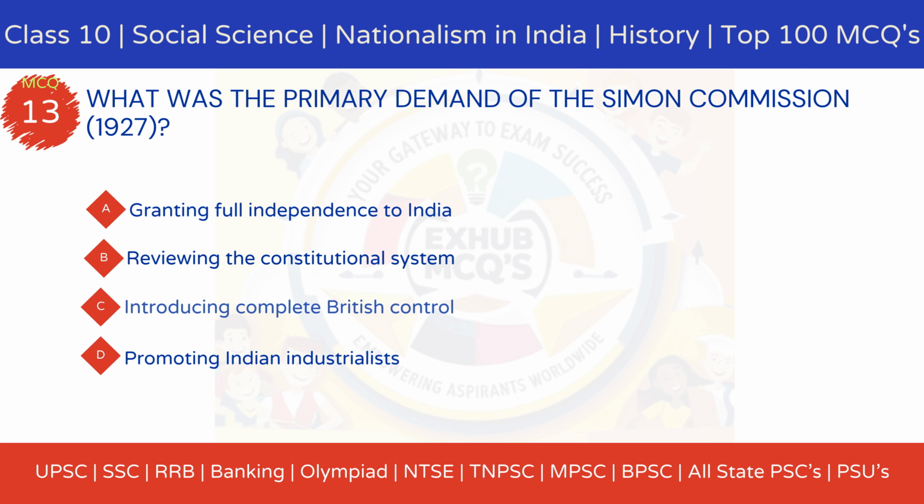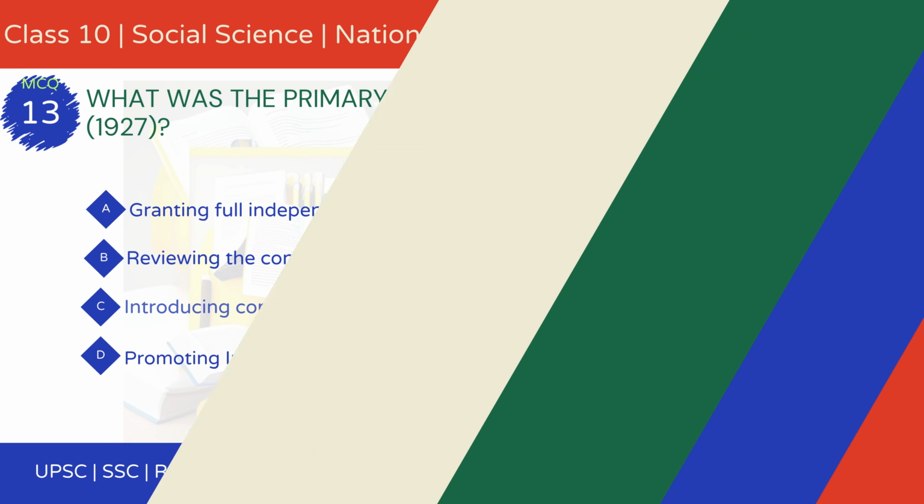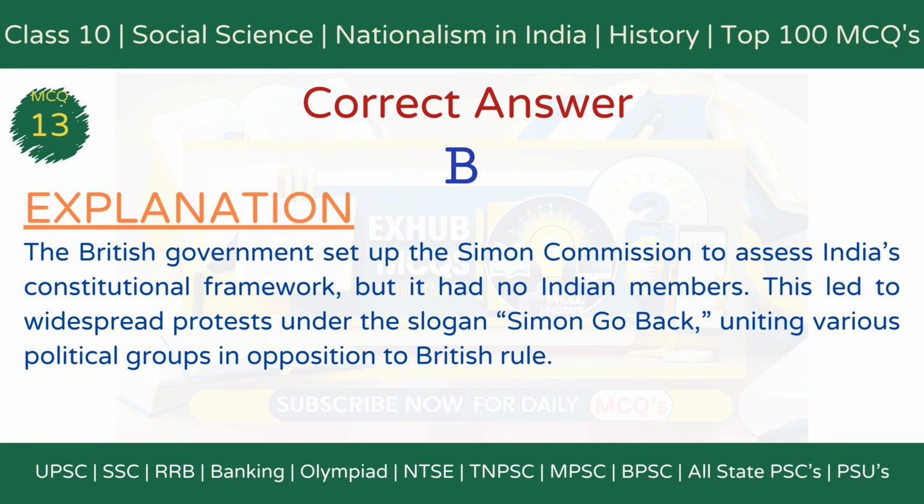Option A, granting full independence to India. Option B, reviewing the constitutional system. Option C, introducing complete British control. Option D, promoting Indian industrialists. The correct answer is option B, reviewing the constitutional system.